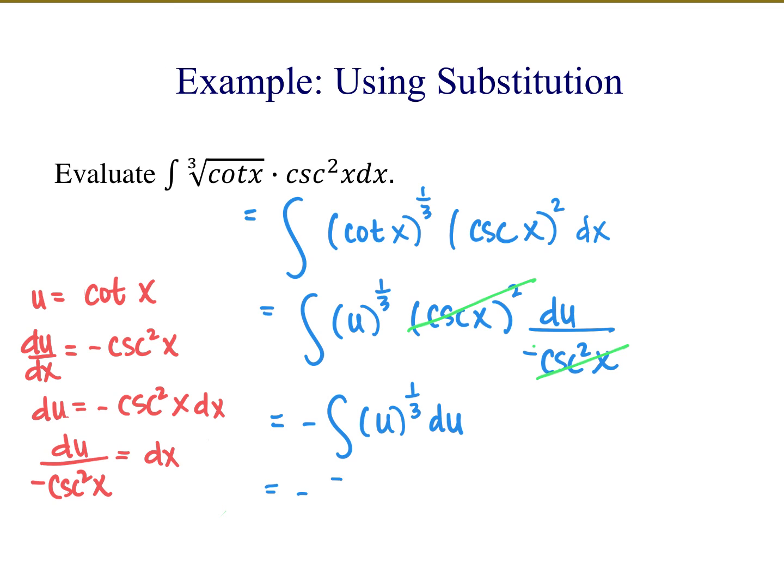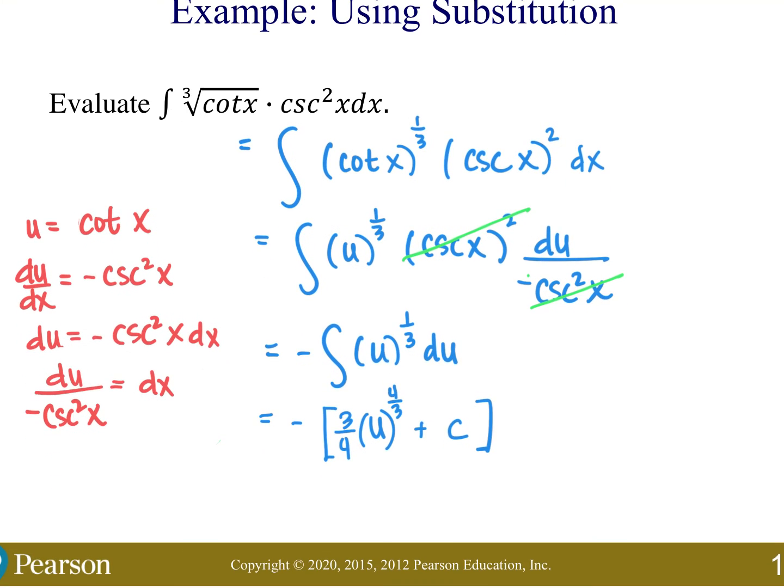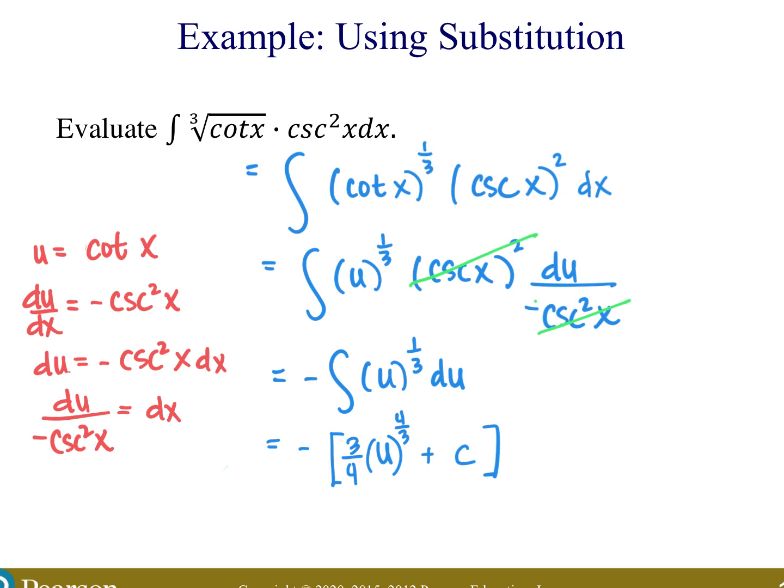Even that super complicated thing we started with is down to a very simple integral. The antiderivative would be negative u to the 4/3 times 3/4 plus c. Then we change our u back to what we chose it to be. So negative 3/4 parentheses cotangent of x to the 4/3 plus the constant c.